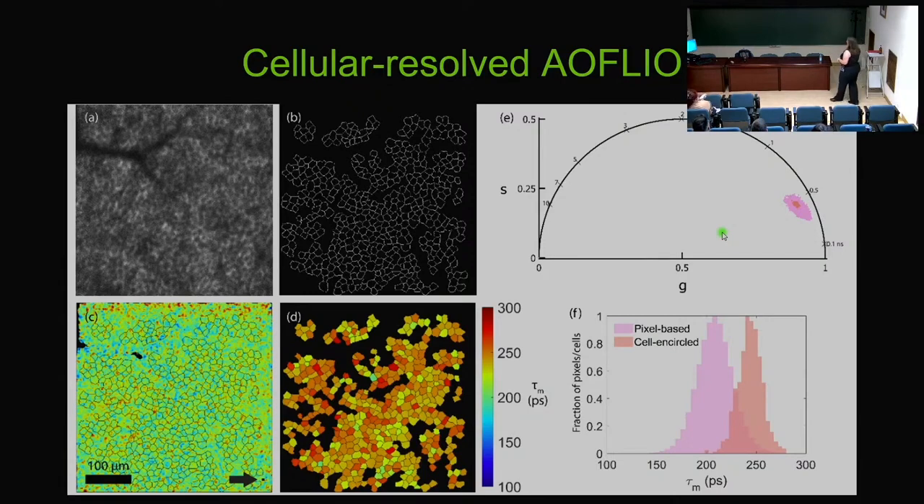Now, two things to think about. This works really well when you are light starved because we can pool all the data within a single cell to create one data point. So that's sort of our motivation for doing that.